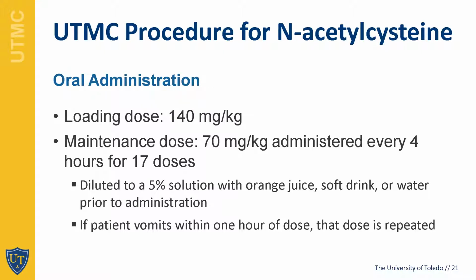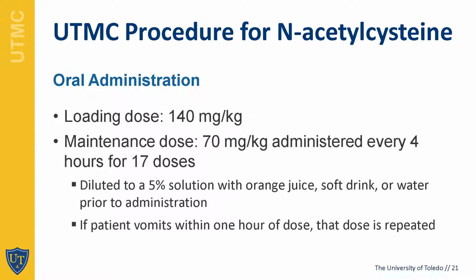So here is that information for oral administration. Our loading dose, like I had said, is first. So that is 140 milligrams per kilogram. And then that's followed by your maintenance dose, which each one is 70 milligrams per kilogram, given every 4 hours for 17 doses. So we actually dilute this to a 5% solution, diluted with orange juice, a soft drink, or water prior to administration.